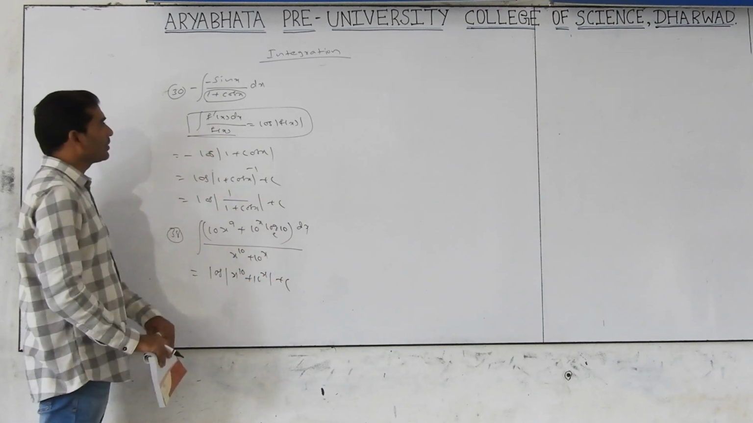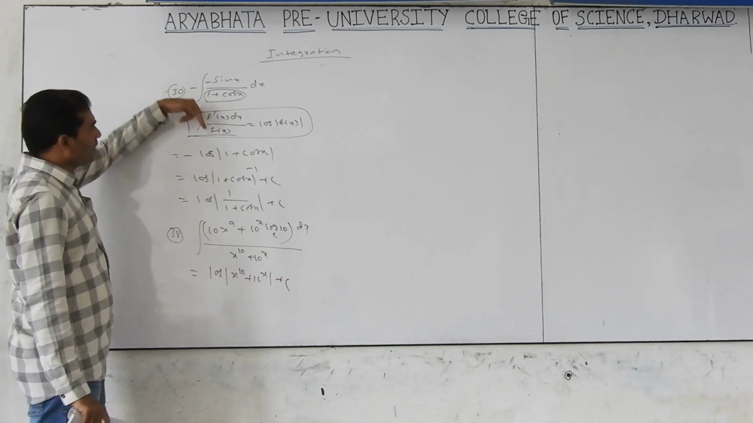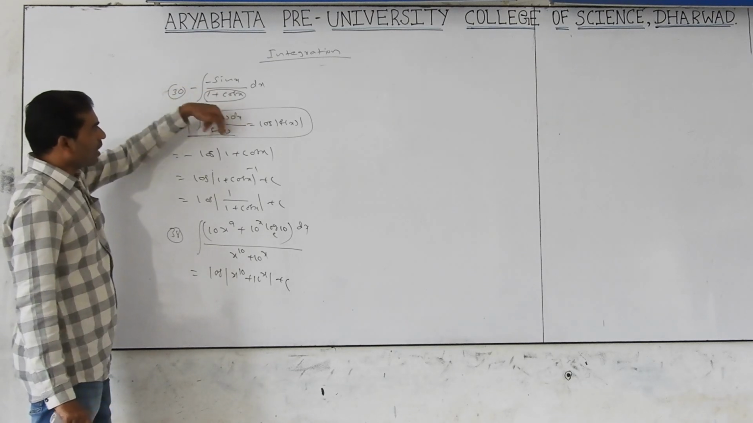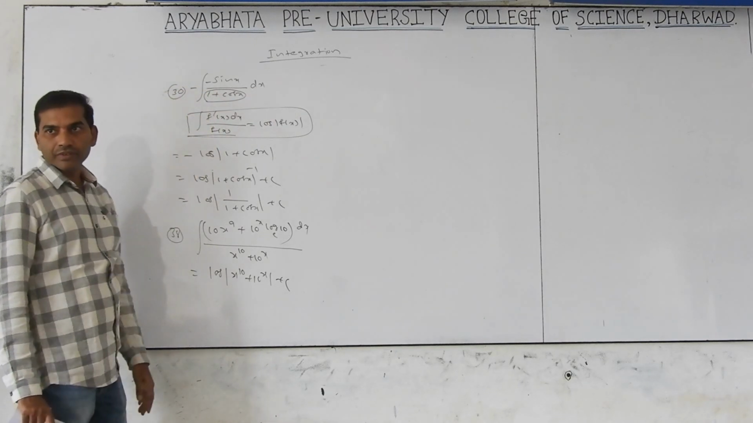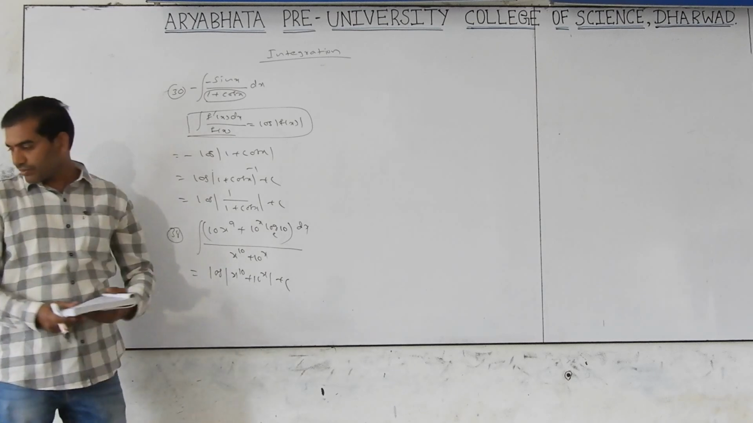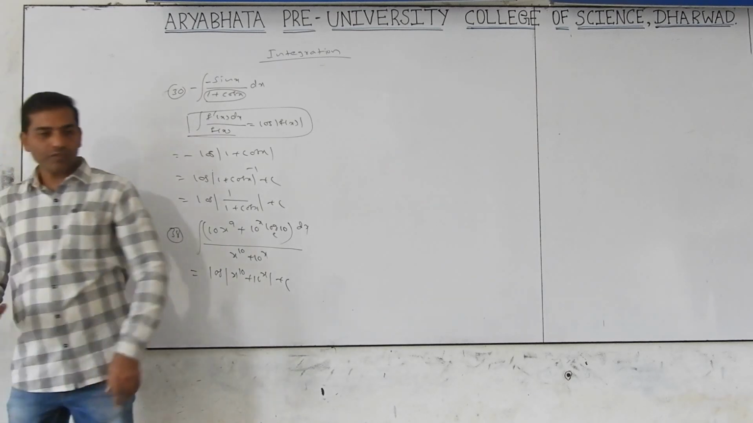This is the formula. If the denominator derivative is in the numerator, the answer is log of the denominator. Okay. So this is the second standard formula. Next, the third standard, one more formula.